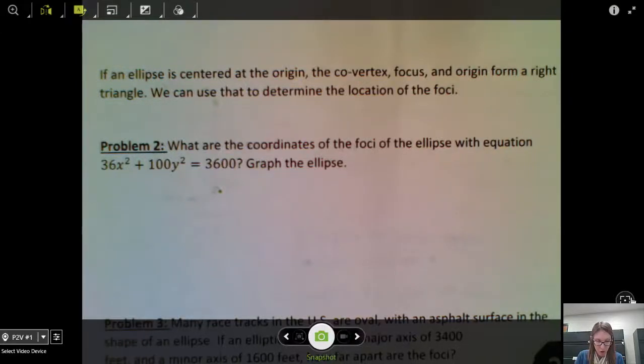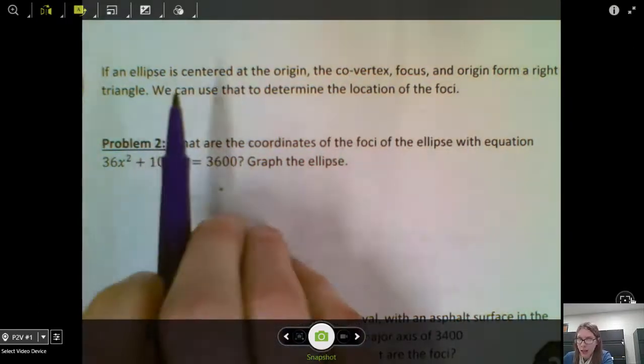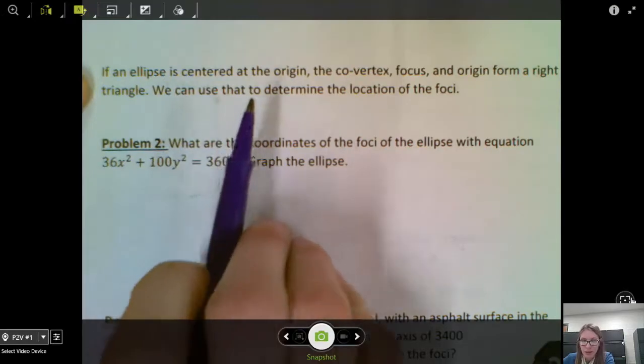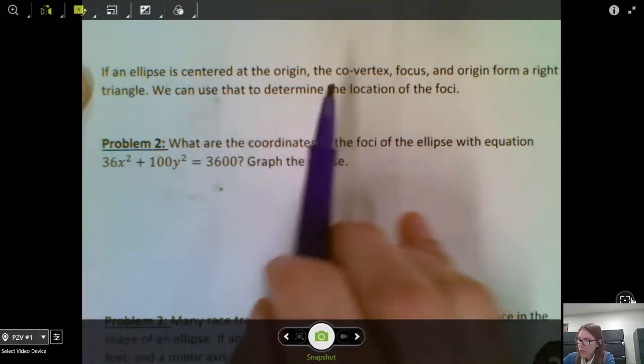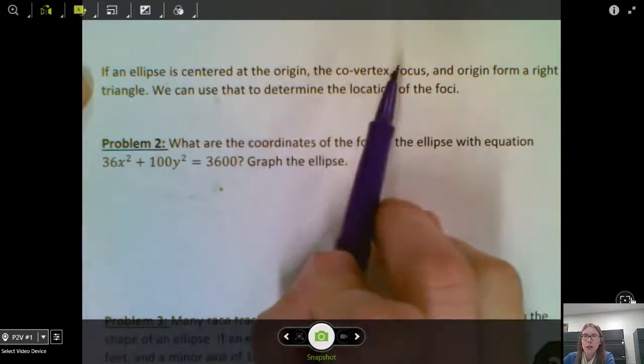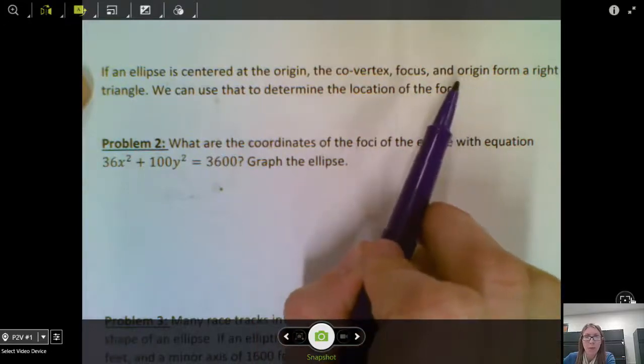All right, so far all that we have done with our ellipses revolves around us knowing the vertices and the co-vertices from our equation, but we haven't really talked much about those foci yet. This next fact is going to help us a lot to figure out where those foci are. Right here on your note sheet, it says that if an ellipse is centered at the origin, and that's all we're going to work with, the co-vertex, the focus, and the origin form a right triangle.